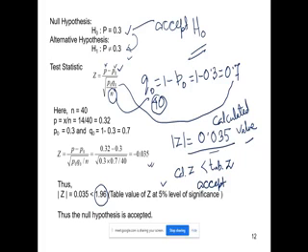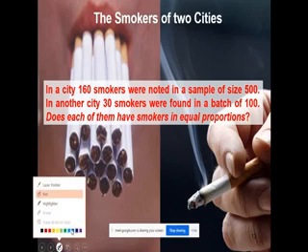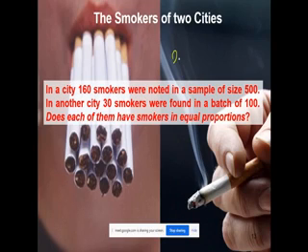That means if you want to check a single proportion against a particular given fixed value, we will use this hypothesis. Next we go to the smokers of two cities. So this is another problem. This is a problem of a two sample test. This is also a Z test for proportions, but for two samples. So this is nothing but a two sample test for proportion.